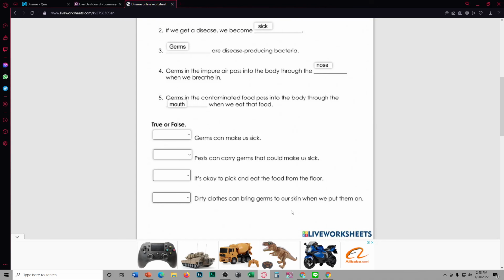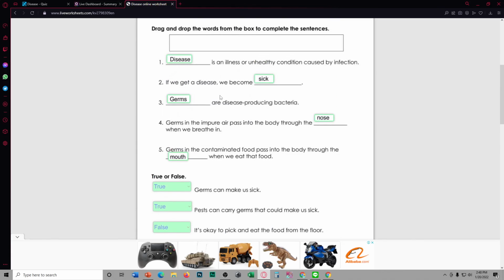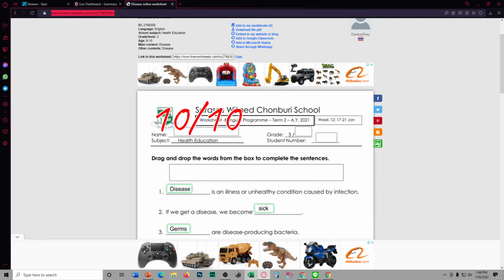True or false? True. Pests can carry germs that could make us sick. True. It's okay to pick and eat the food from the floor when it falls. Dirty clothes can bring germs to our skin when we put them on. True.